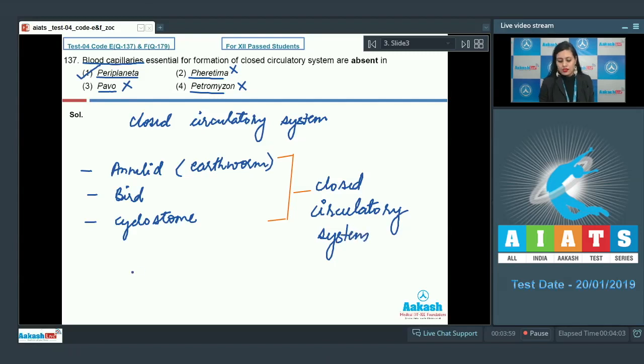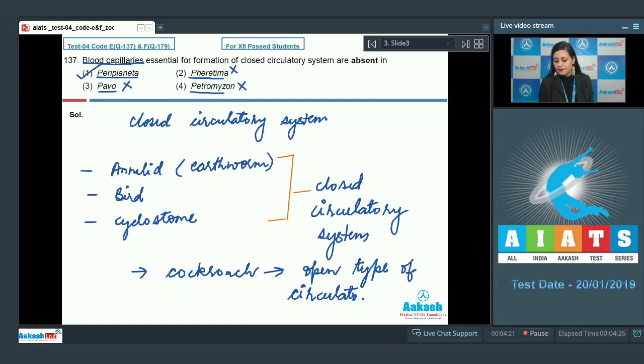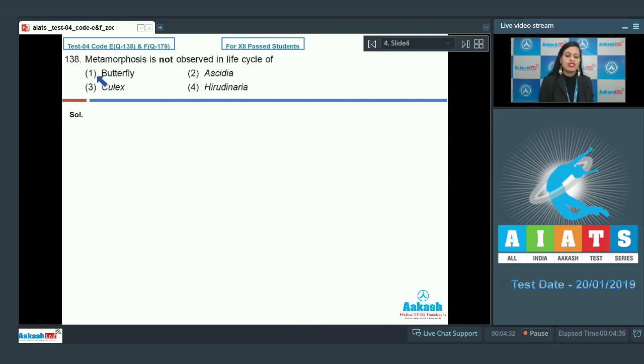Whereas Periplaneta, which is commonly known as cockroach, is an arthropod with open type of circulatory system. So the correct answer to this question is option number 1. Let's discuss our next question. Question number 138. Metamorphosis is not observed in life cycle of, and options are butterfly, Ascidia, Culex and Hirudinaria.